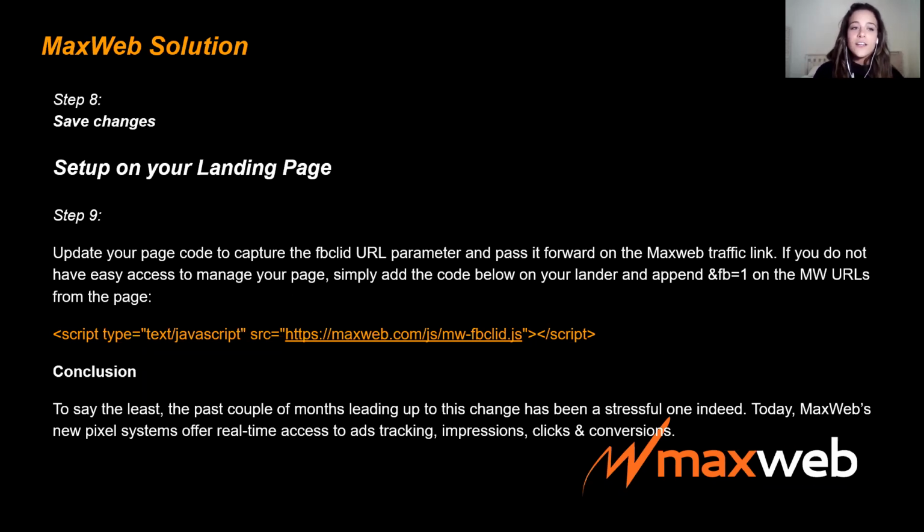Then for the final step, your setup on your landing page, what you have to do is update your page code to capture the URL parameter and pass it forward to the MaxWeb traffic link. So if you do not have easy access to manage your page, simply add the code below to your lander and append on the MaxWeb URLs from the page. So here is your code. And then that's it. We are ready to go and track your Facebook ads.